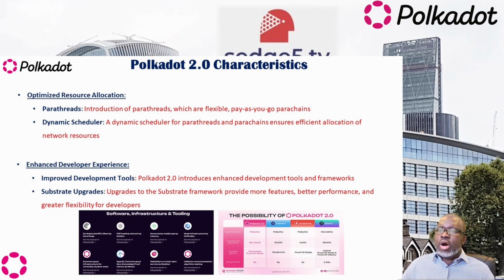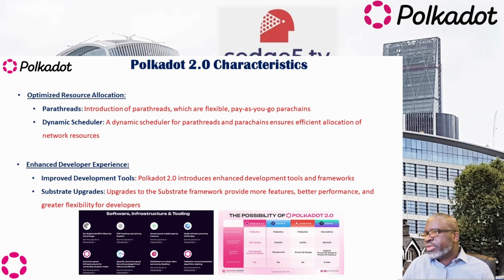The other part under optimized resource allocation centers around the dynamic scheduler. What does that mean? A dynamic scheduler for parathreads and parachains ensures efficient allocation of network resources, balancing load and improving overall network performance. The fifth Polkadot 2.0 characteristic is enhanced developer experience. With improved development tools, Polkadot 2.0 introduces simplicity to the process of building and deploying parachains and dApps on the network. We also have substrate upgrades.